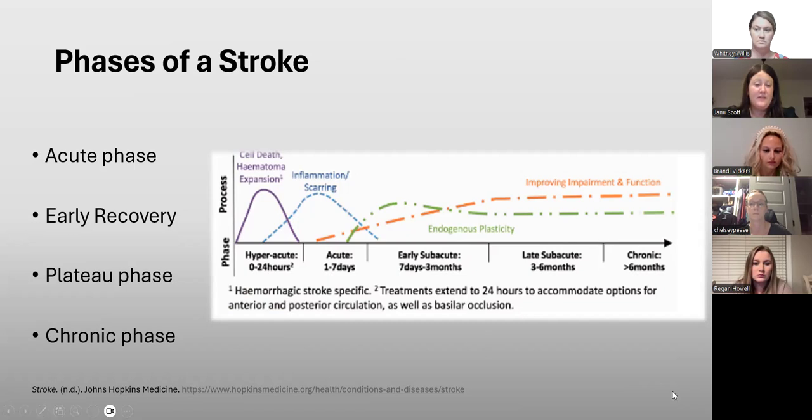In the plateau phase, which follows the first phase of recovery, there could be a pause in the rate of functional improvement, and you may not see very many changes. And then in the chronic phase, there are persistent neurological abnormalities, such as weakness, paralysis, speech, and cognitive impairments, along with sensory loss that can vary in severity dependent on the individual.